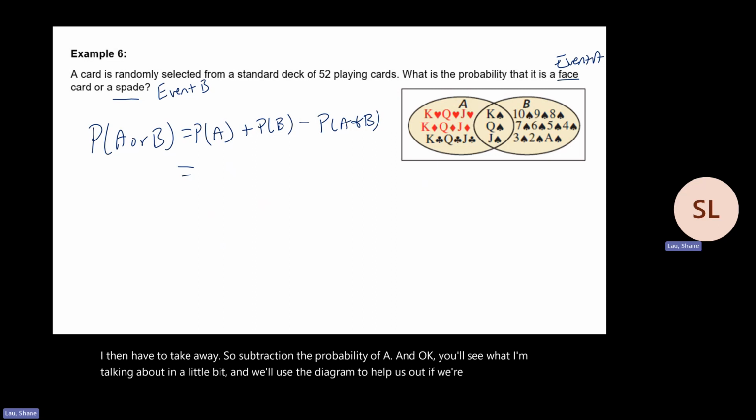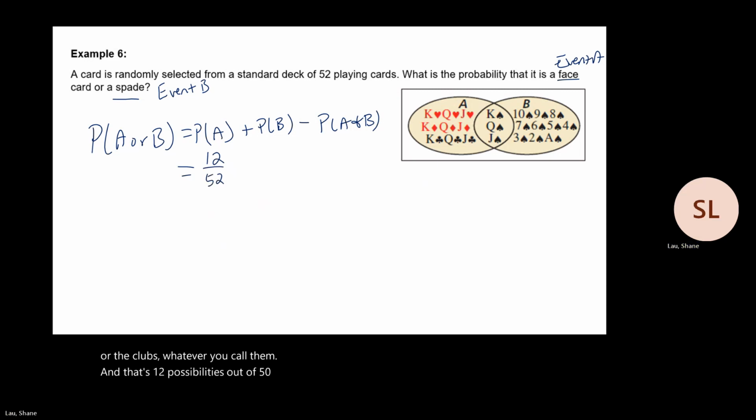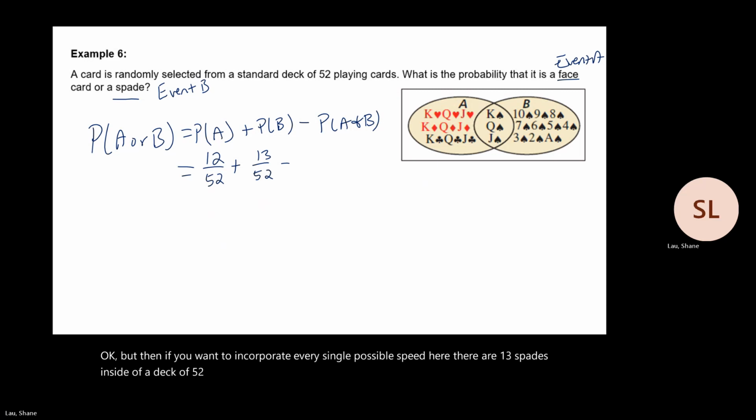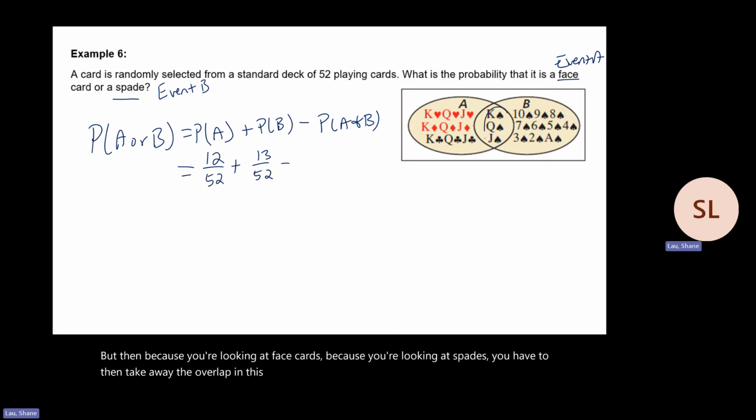If we're looking for a face card, you're talking about all the face cards for the diamonds, the hearts, the spades, the clovers, or the clubs, whatever you want to call them. And that's 12 possibilities out of 52. But then if you want to incorporate every single possible spade, there are 13 spades inside of a deck of 52 cards. But because you're looking at face cards and because you're looking at spades, you have to then take away the overlap. In this case, we can see it, it's already here.